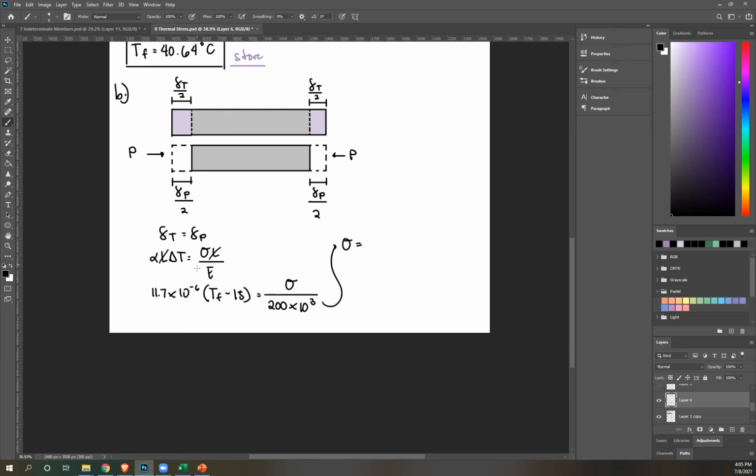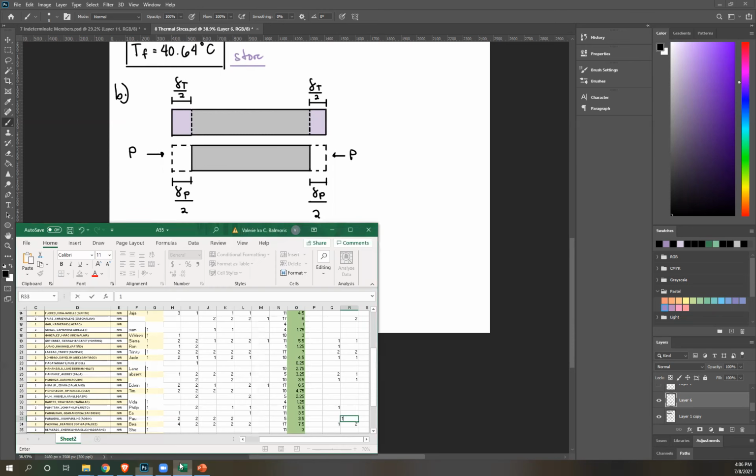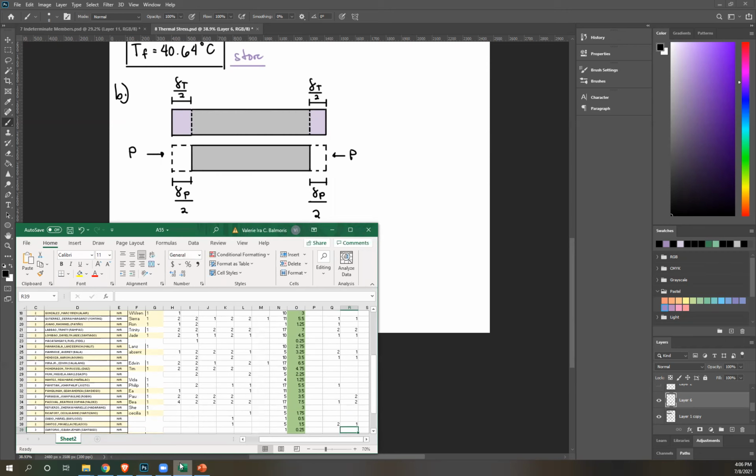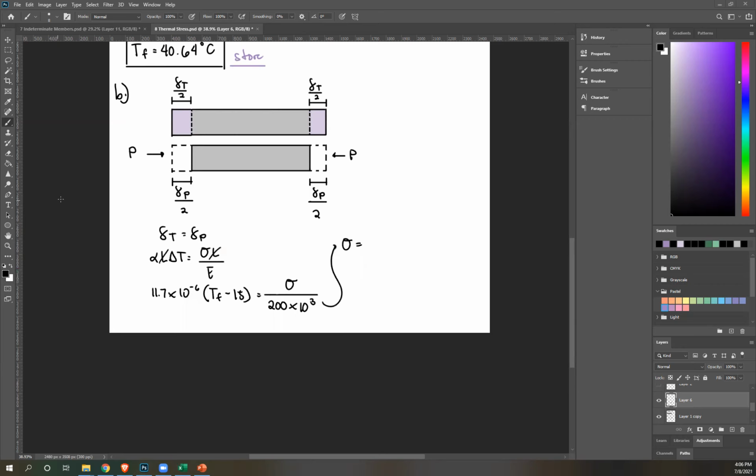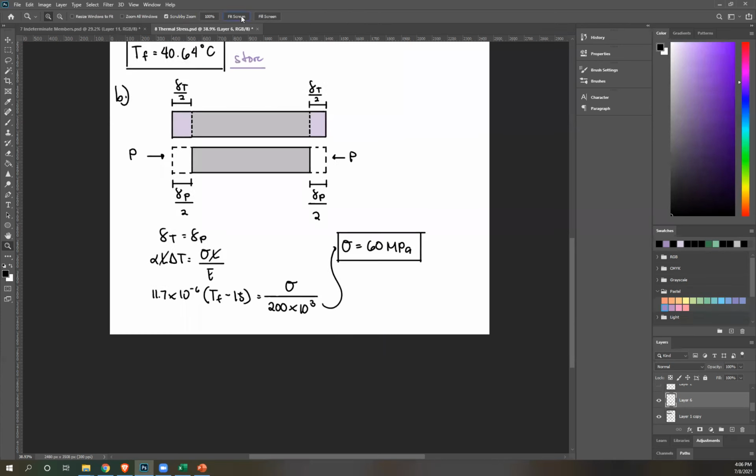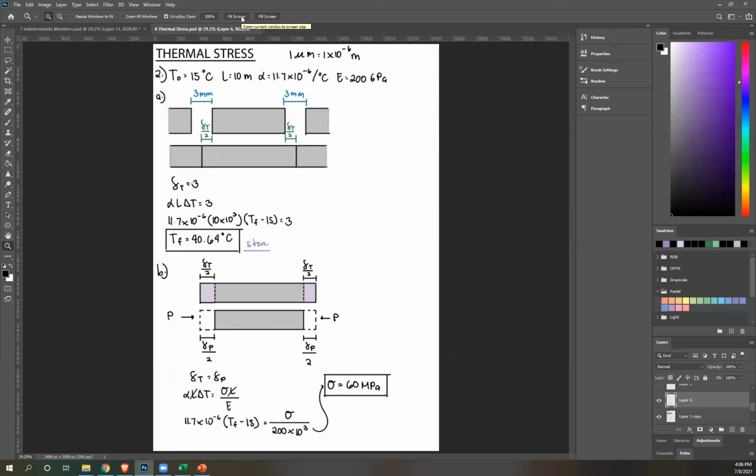So correct. 60 MPa, and that is our answer. Part 2. Okay, so that's number 2. Any questions for number 2? Please answer in the chat.